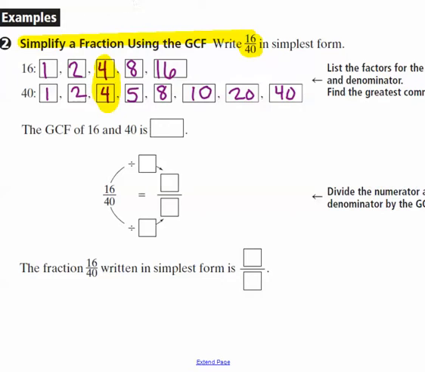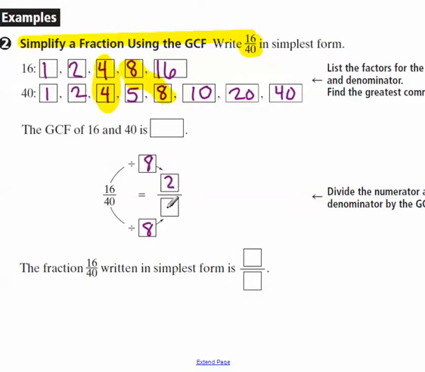So what do you think we can divide by? If you said divide by 4, you win. 16 divided by 4 is 4. Oops, I messed up. That's not the greatest common factor. Our greatest common factor, if I could read, is really 8. So what are we really dividing by? We're really dividing by 8.